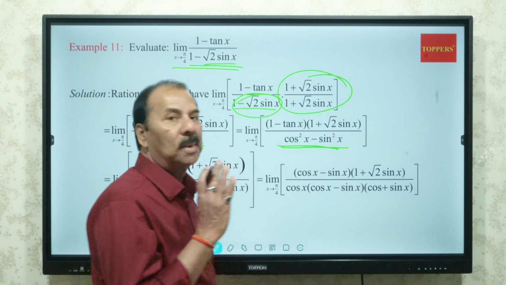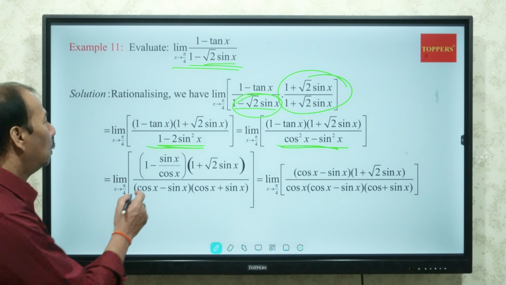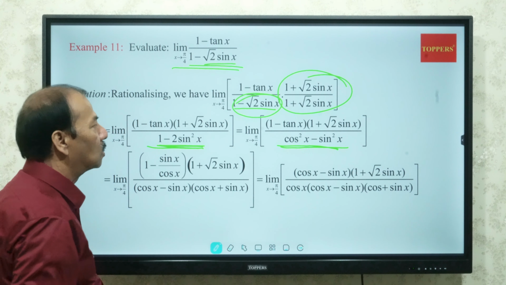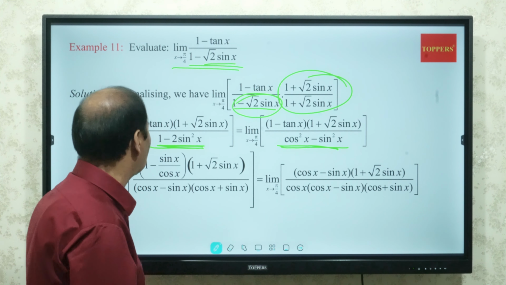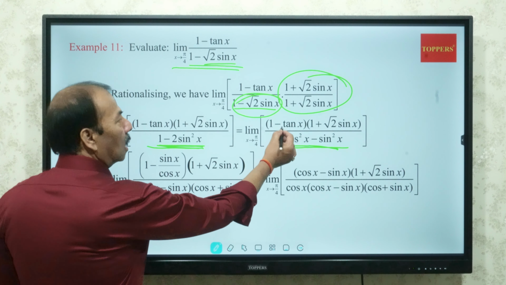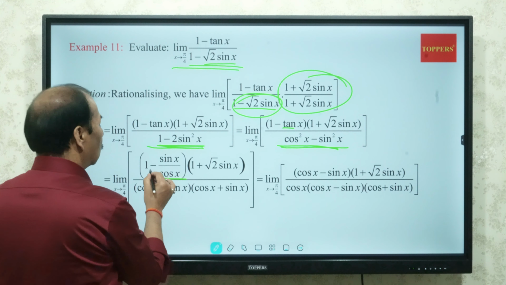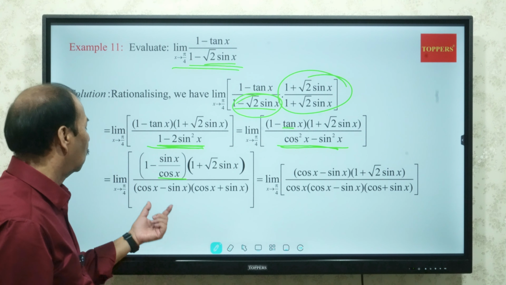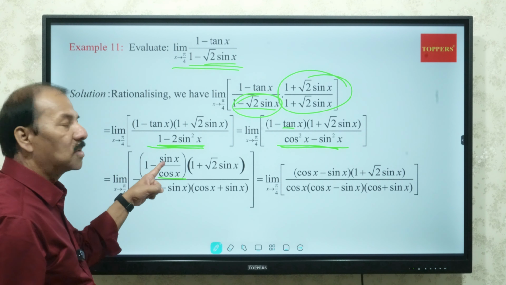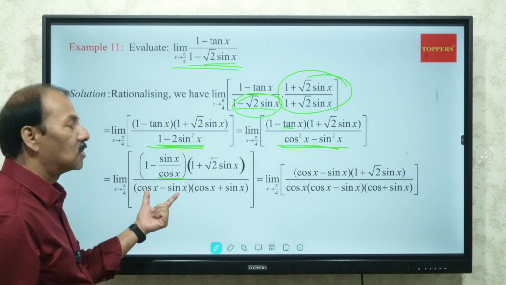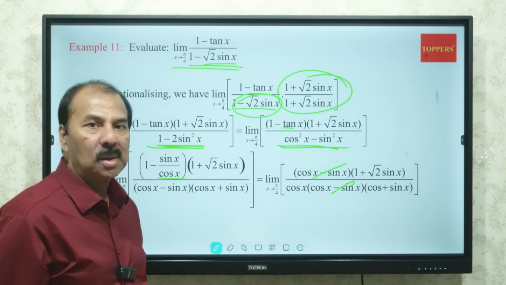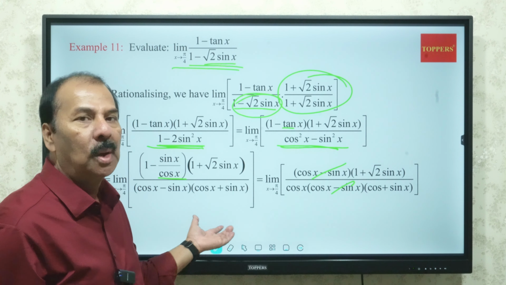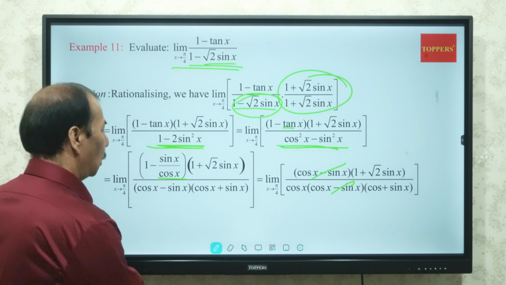So just observing this and keeping this in mind, we have rearranged 1 minus 2 sin square x as cos square x minus sin square x, and that you can see in the next step. So again tan x is sin x upon cos x, so it is 1 minus sin x upon cos x. Here we will be getting cos x minus sin x, and that indeterminacy will be over. When the indeterminacy is over, then by substituting the value when x tends to pi by 4, we can calculate the required value.